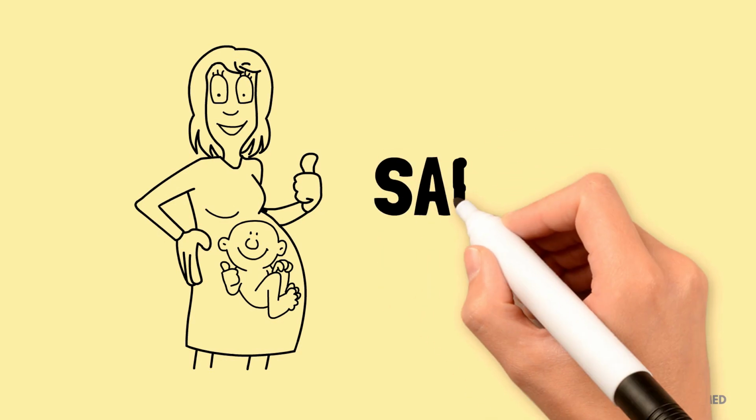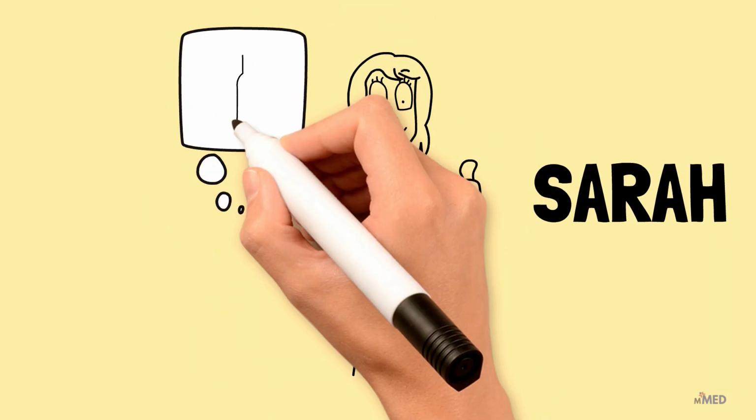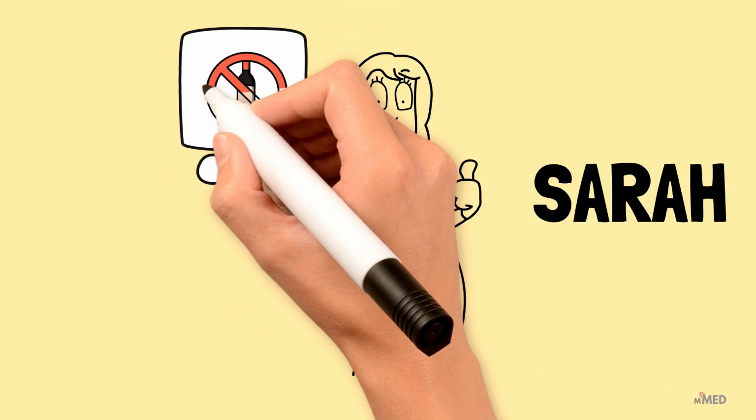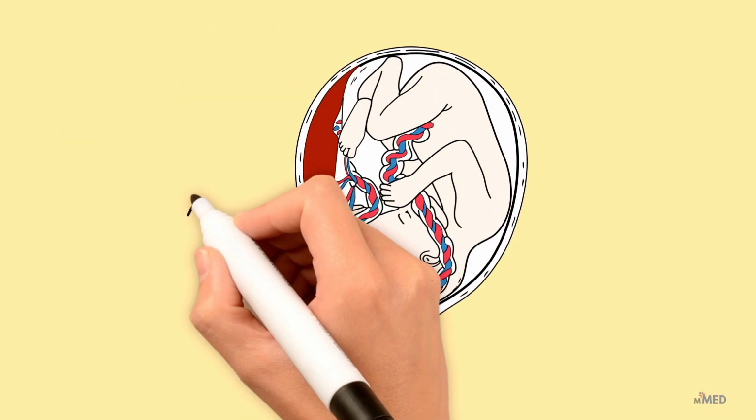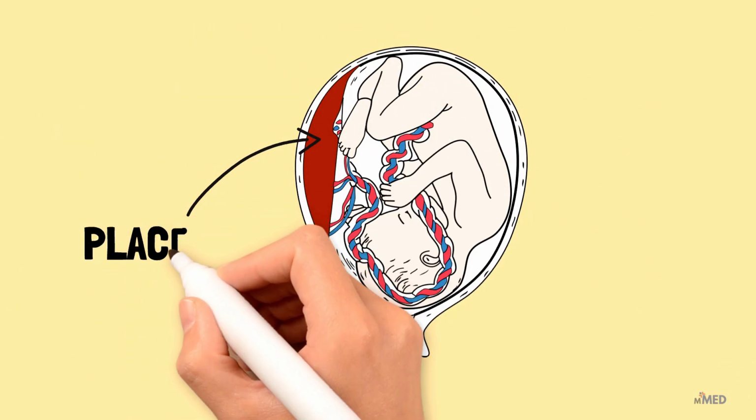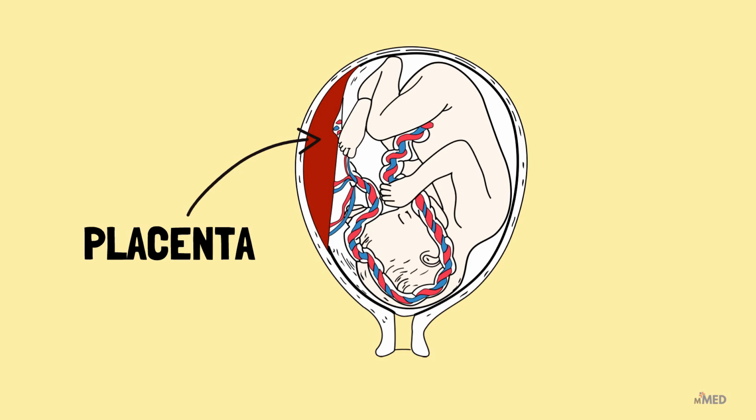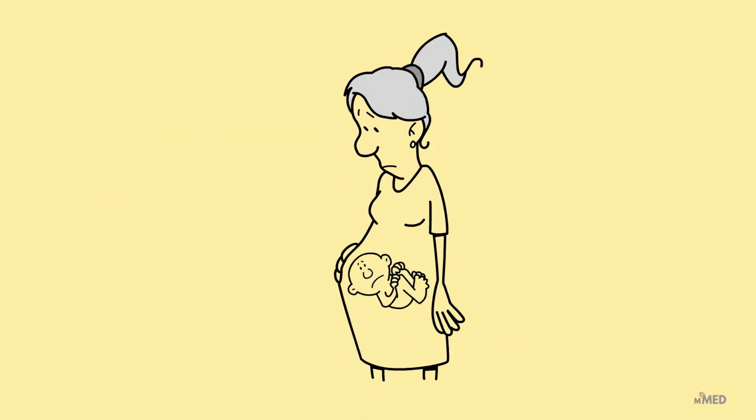Meet Sarah, a pregnant woman who was at the party. Sarah is aware that she shouldn't consume alcohol during pregnancy. This is the placenta. It's the structural barrier between the mother and the fetus. When a pregnant mother consumes alcohol, it easily crosses the placenta and reaches the developing fetus. Unfortunately, the fetus lacks the necessary enzymes to metabolize alcohol efficiently, which can lead to serious consequences.